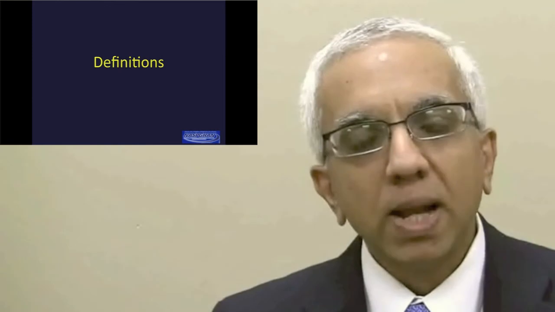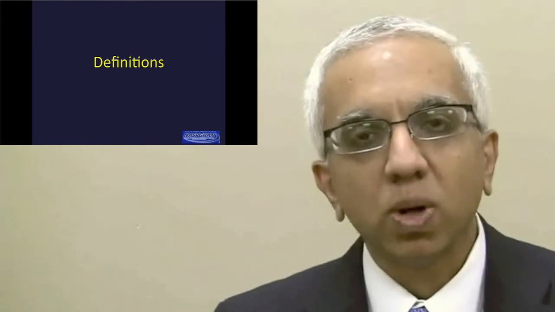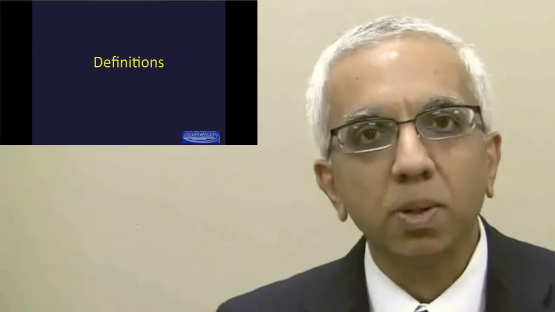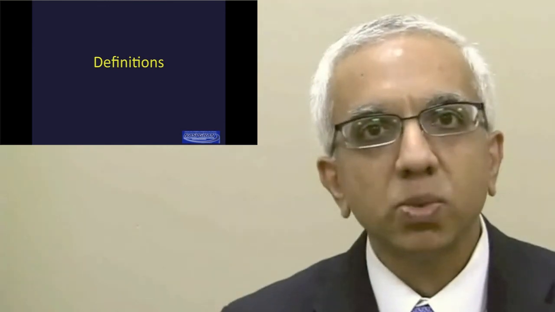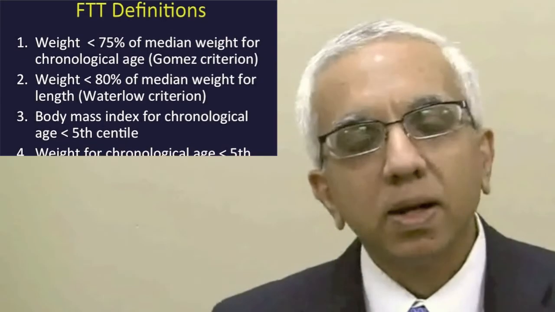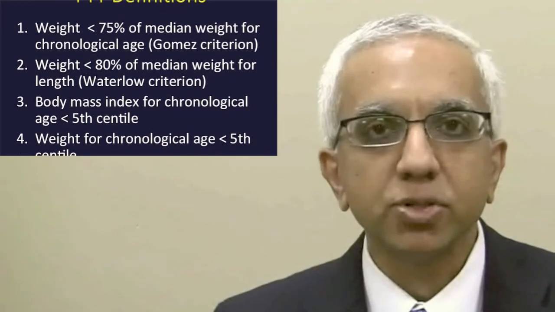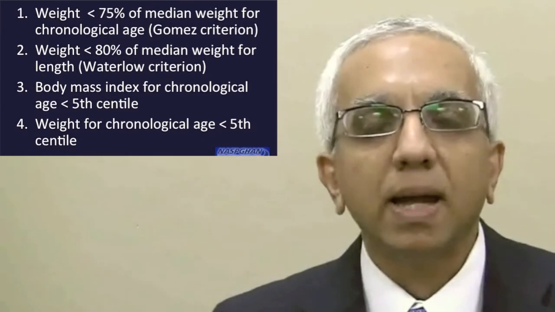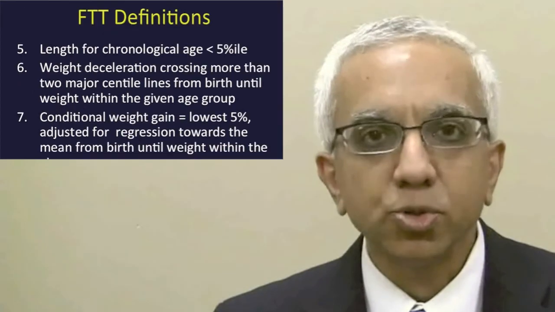Definitions. Whenever a condition has more than one definition, it suggests that there could potentially be a problem, and this is the case with failure to thrive. There are at least 7 definitions in the literature, and this leads to confusion.